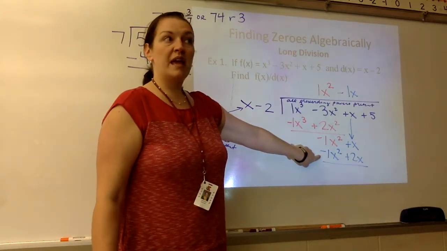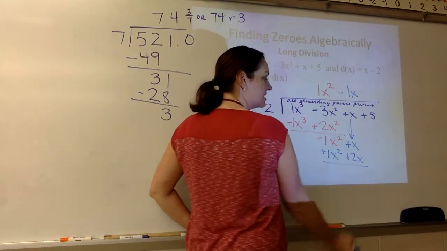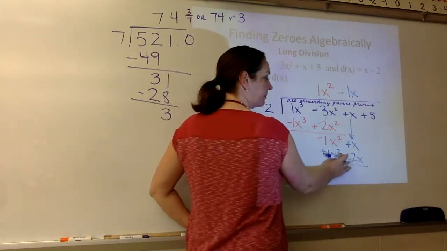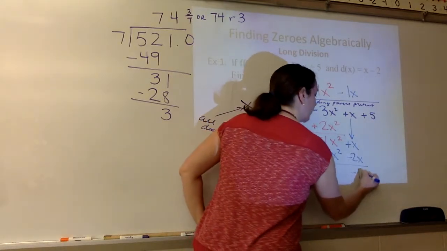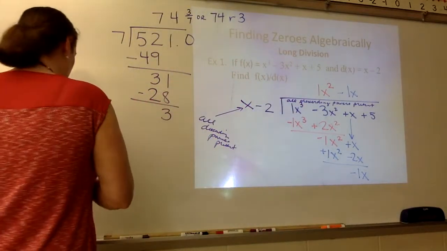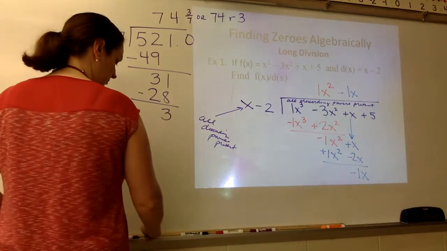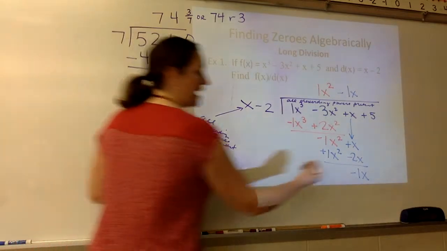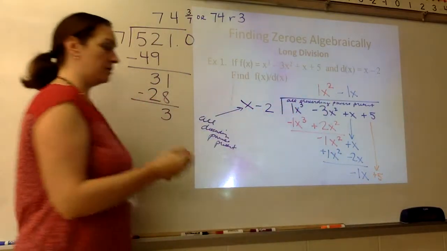These are going to cancel when I switch the sign. This becomes a plus 1x. What does the plus 2x become? Minus 2x. So now when I add, I get negative 1x. What should I use for my next bring down? Plus 5. So I bring down the 5. And we're going to do the process again.